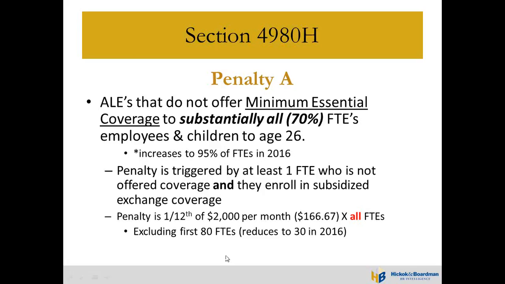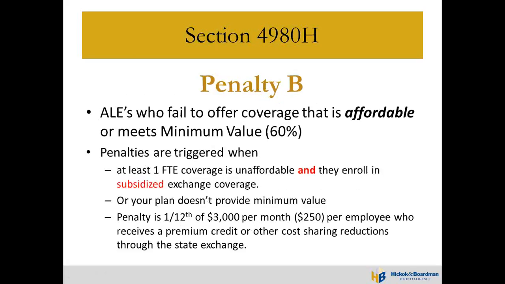Exactly for 2015, they're going to let you exclude the first 80 full-time employees if you did have to pay a penalty. So in that instance, the chances of you getting a penalty under the penalty A clause would be pretty slim. But it could happen if you didn't offer insurance to a large group of your employees. You could get hit with a penalty. And this amount, this 80 full-time employees, reduces to only 30 in 2016. So this is being implemented a little at a time.